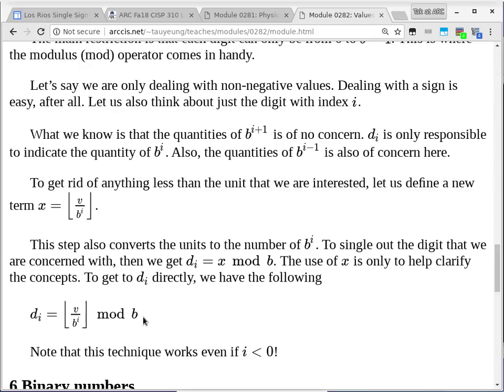So D of I is the digit of place I. Okay? So we are only interested in one single digit in this conversion equation. V is the value that we are dealing with. Okay? Whatever quantity you want to represent in base B, that's V. Is that okay? So if I just give you this equation, are you just going to take it for granted? You can, but I would not.